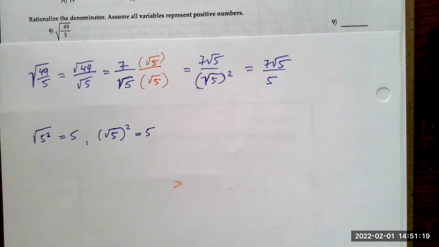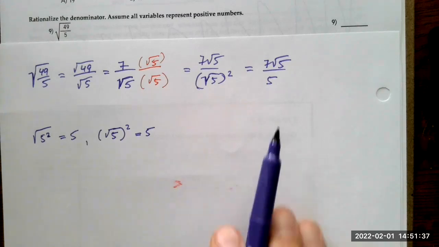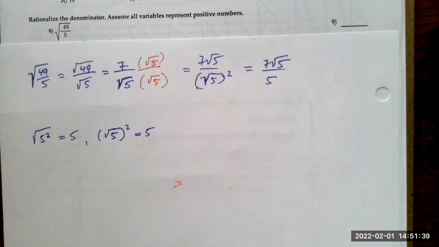Why? There are several reasons for it. One of which is if I was to add this to another fraction, it's easier for me to find a common denominator, and so forth. So by definition, a simplified fraction is the one without radicals in the denominator. You can have radicals in the numerator.